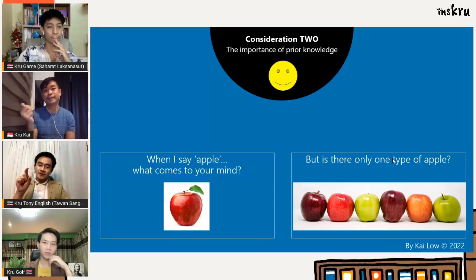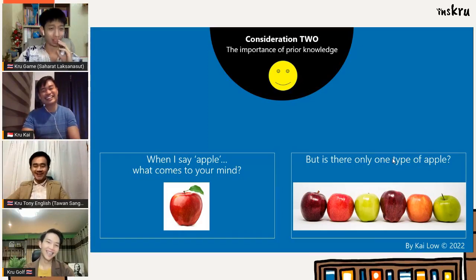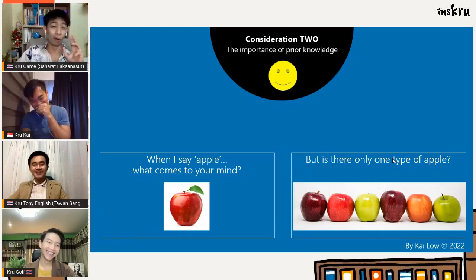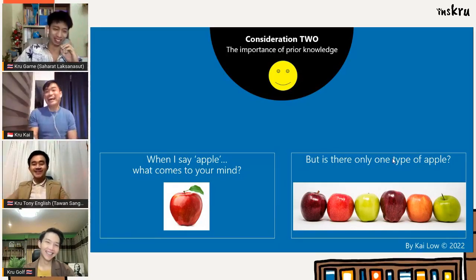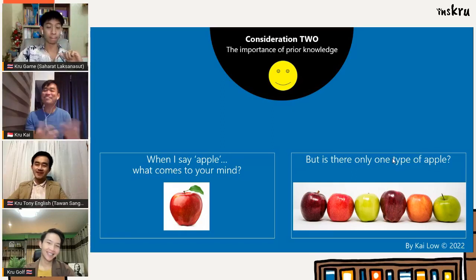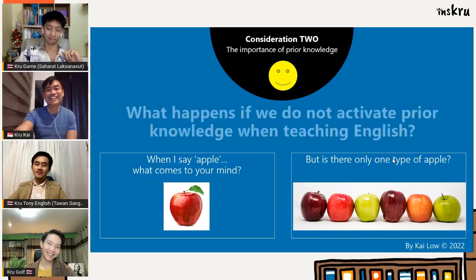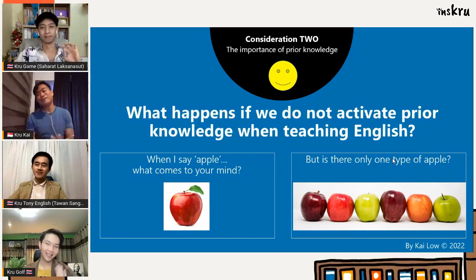And if you go to Google, you may see a more powerful one called Apple. I see a lot of iPhone, iPad on Google. Yeah, absolutely, right? So the word apple itself now has different meanings as well. Thank you for raising that. That's so relevant, you know. So you see, if we don't activate prior knowledge when we're teaching English, then certain things actually may happen.